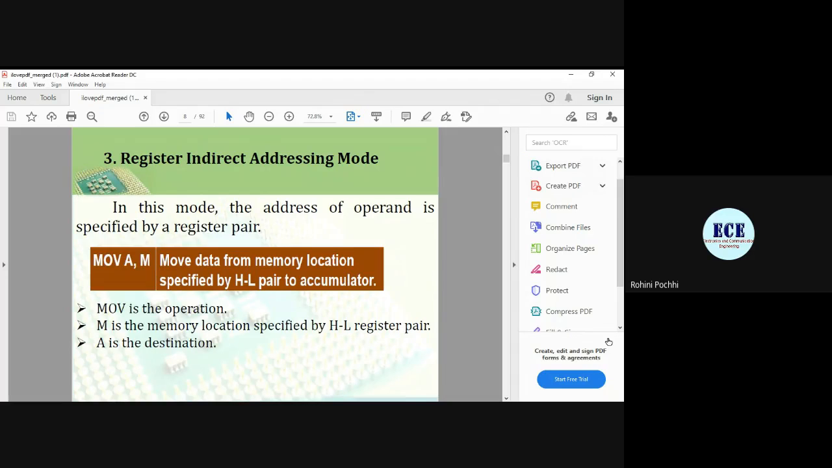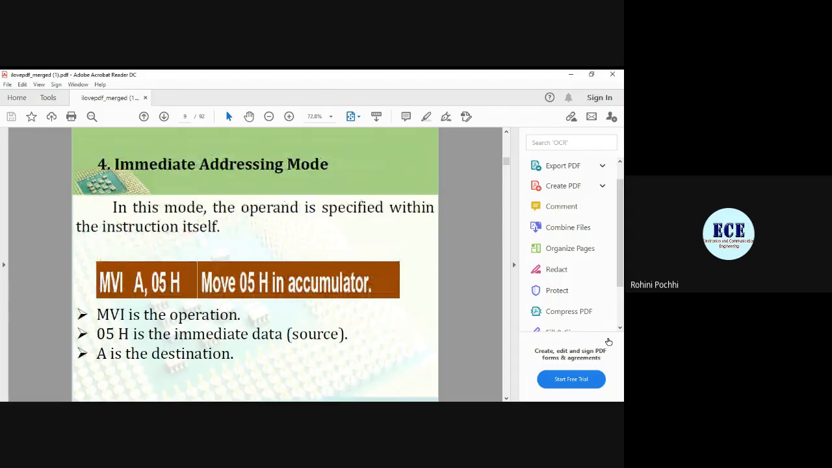Next addressing mode is immediate addressing mode. In this mode, the operand is specified within the instruction itself, like MVI A, 05H: move 05H into the accumulator. Here the capital A denotes the accumulator. MVI is the operation, 05H is the immediate data, that is the source, and A is the destination.